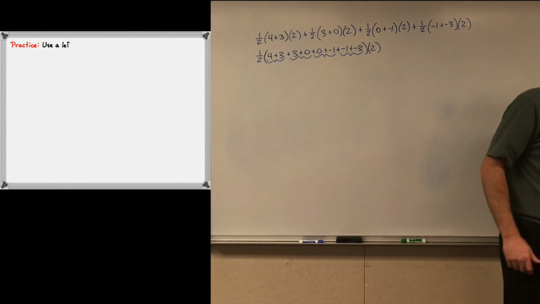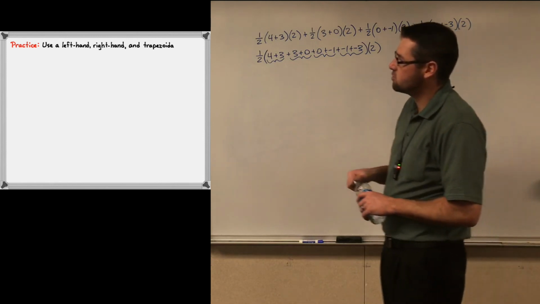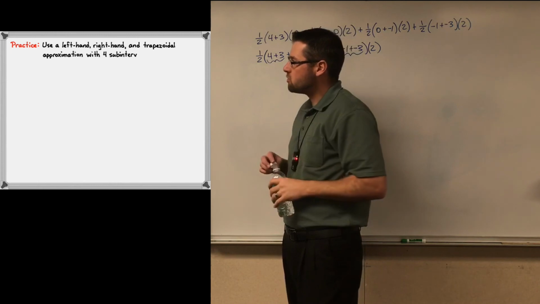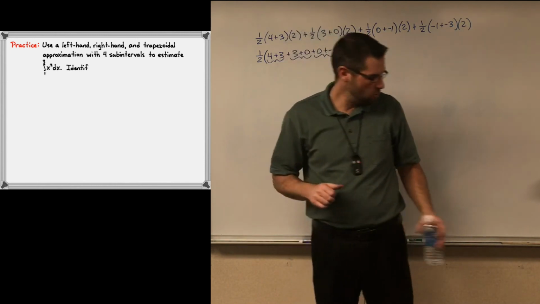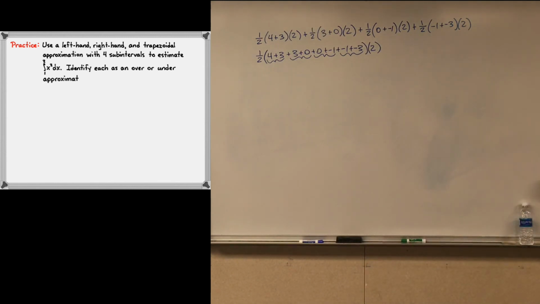You guys try this. Use a left hand, a right hand, and a trapezoidal approximation to evaluate the integral. I believe it's x squared, from 1 to 2, using 4 subintervals. Okay. Yeah, guys, try and do this without a graph. Try and create a table instead.